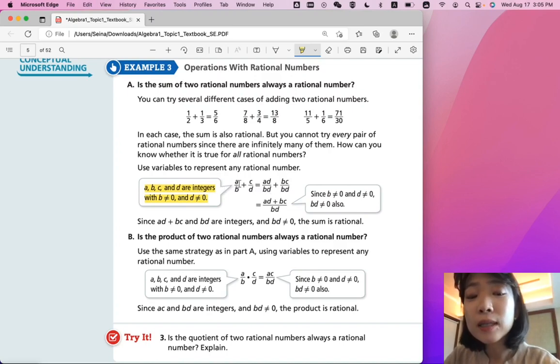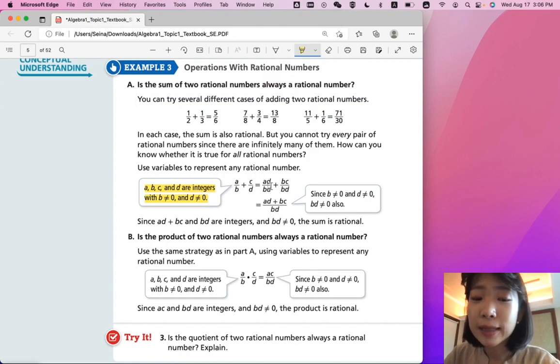If we multiply this fraction by D, we cannot just change the fraction. So D over D is like multiplying by 1. So if we multiply A by D and B by D, then we're not changing the fraction. So we can do this. AD over BD plus BC over BD would be equivalent to A over B plus C over D.